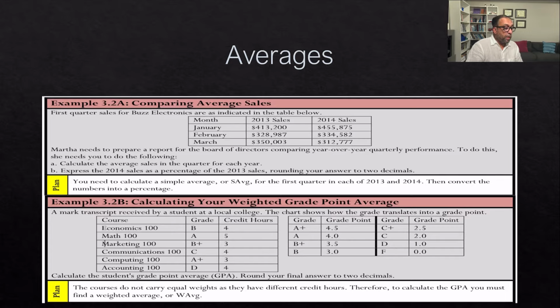Martha needs to prepare a report for the board of directors comparing year to year quarterly performance. To do this, she needs to calculate the following. Calculate the average sales in the quarter for each year. Express the 2014 sales as a percentage of 2013 sales, rounding your answer to two decimals. So that's our first question we want to do.